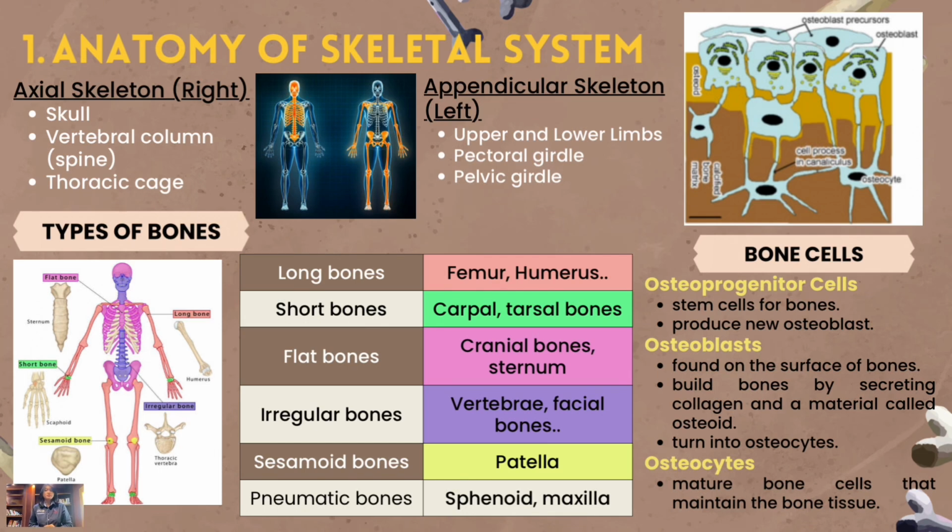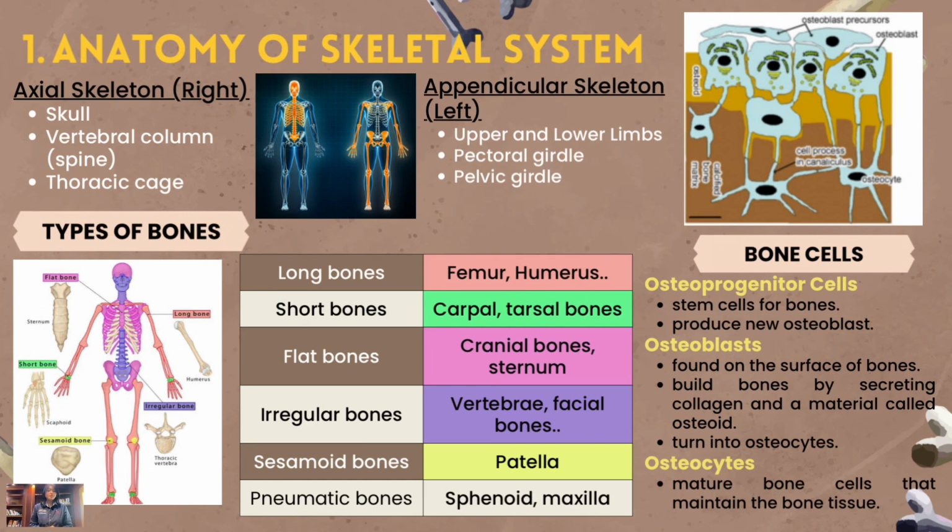The short bones consist of the carpal and tarsal bones. The flat bones consist of the cranial bones and the sternum. The irregular bones consist of the vertebrae and the facial bones. And the sesamoid bones consist of the patella. The pneumatic bones, however, are not listed inside of the photo. Therefore, I will only mention that the pneumatic bones can be easily found in the skull region usually. Some examples include the sphenoid and the maxilla.